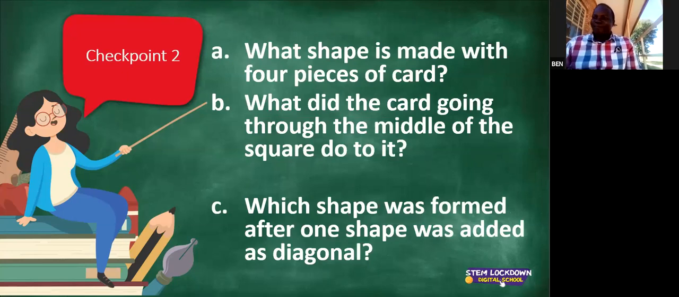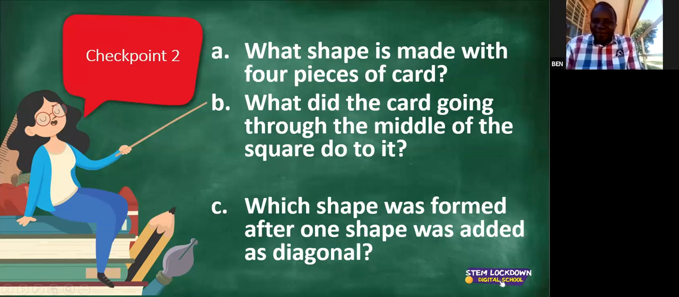Yes, the 4 pieces cut. Yes, the 4 pieces cut made a shape like what? I've shown you at the beginning. The 4 pieces cut, it was like this. Yes, it was like this, but without the angle.